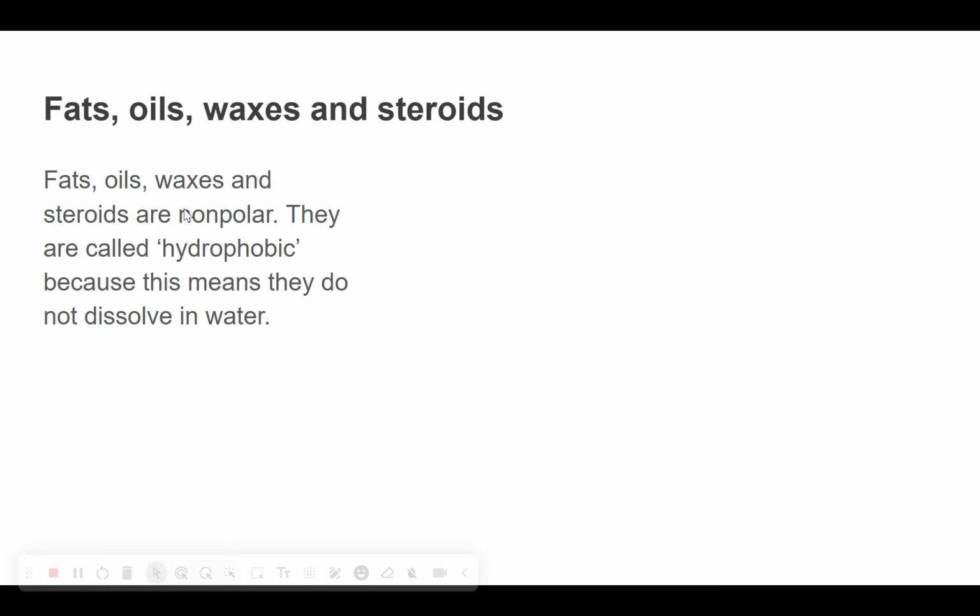Let's just go right to the next thing. So fats, oils, waxes, and steroids, a little bit more information here. They are all non-polar. They're oftentimes referred to as hydrophobic because they do not dissolve in water. As a note, oils are generally fats that are liquid at room temperature.